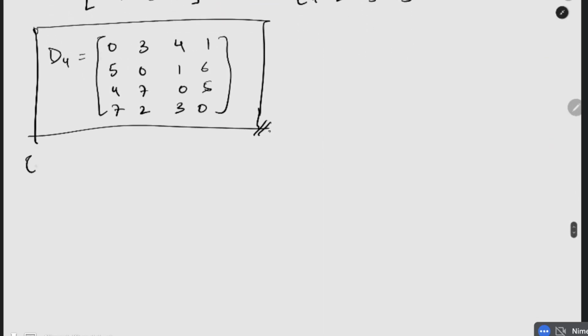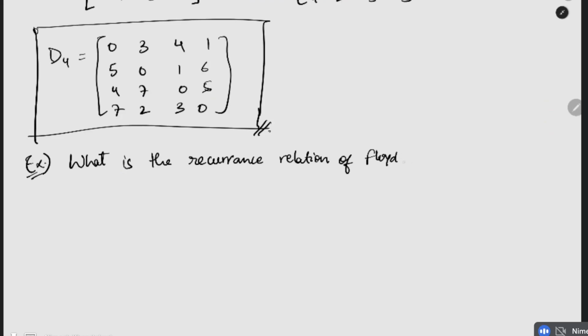Okay, so let's just take one more example. What is the recurrence relation of Floyd Warshall's algorithm? What is basically the all pair equivalent of Dijkstra's recurrence relation for Floyd Warshall?